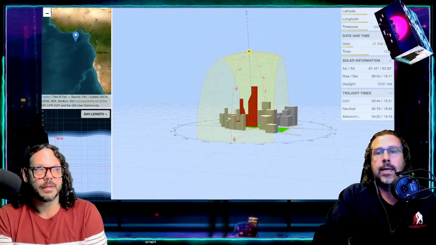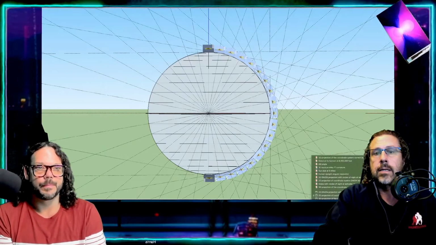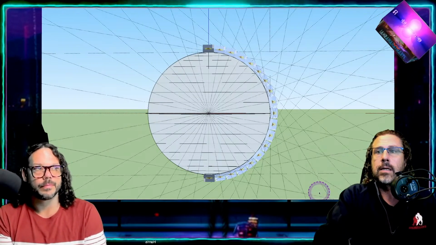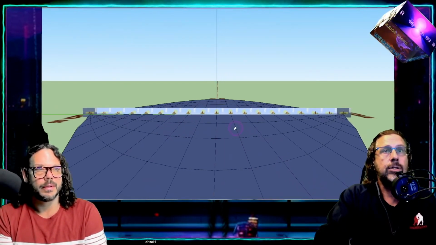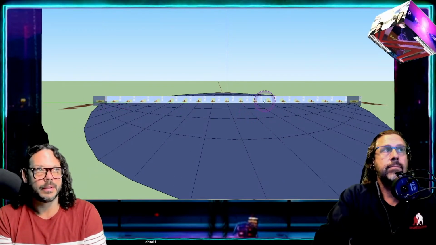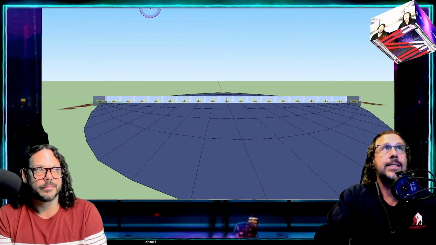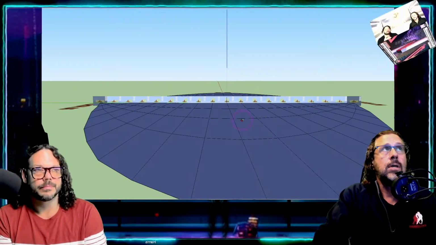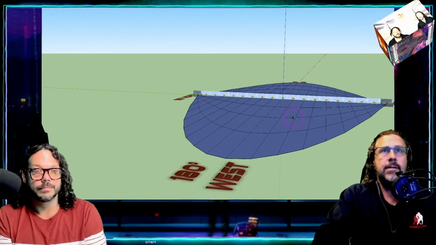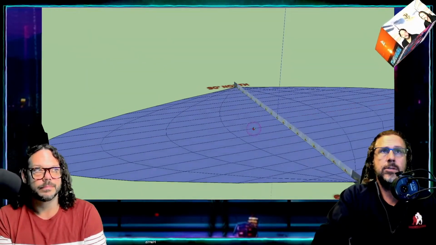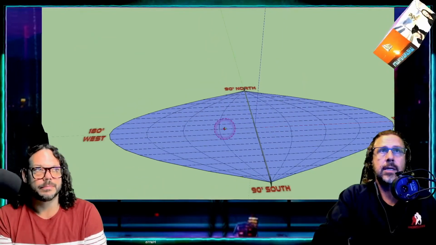Whereas on the 2D version of it, it's just tilted like this. This is all the same day. So we're going to continue to be showing everybody how the seasons work. This is just a day on the equinox.